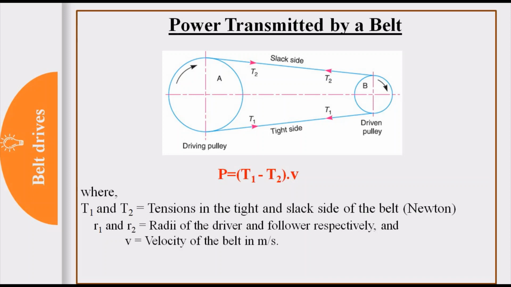If the belt is used for power transmission, then how much power it will transmit, that we should know. Generally power is nothing but work done per unit time, which is also given as force into velocity. Here you can see power is equal to force into velocity, where force is nothing but the net force, which is the difference between tensions in the tight side and slack side of the belt. So power is equal to T1 minus T2 into V, where V is the velocity of the belt. So this is how power is calculated. There will be simple numericals on this also.